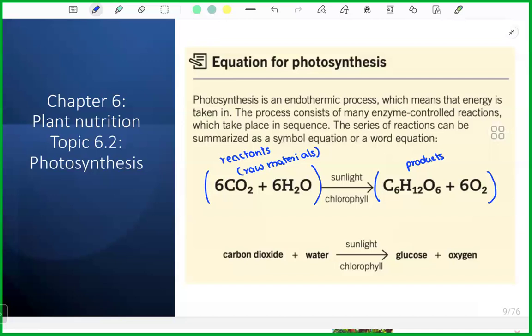For this level, it's totally fine that you do not know about the light-dependent reaction, the light-independent reaction, the Calvin cycle, and everything. Those will be in A level if you continue with it.